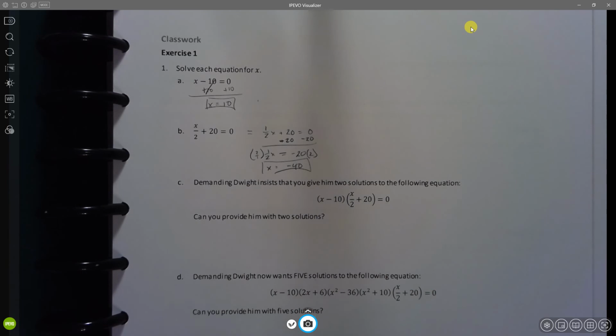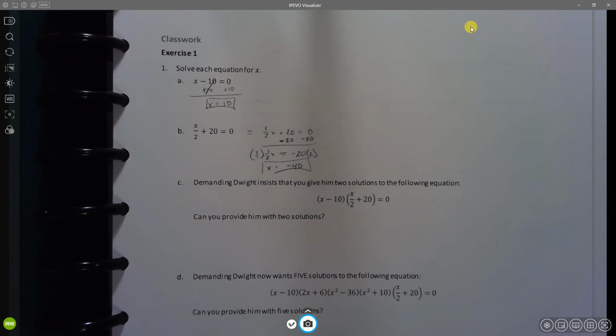Now, here's what I need you to understand, okay? Demanding Dwight insists that you give him two solutions to the following equation: x minus 10 times x divided by 2 plus 20 equals 0. Can you provide him with two solutions?